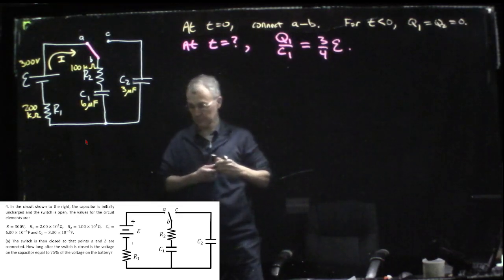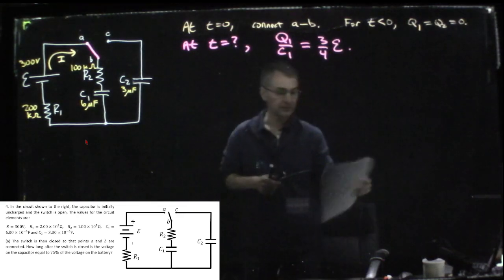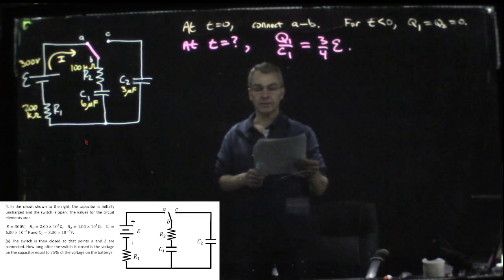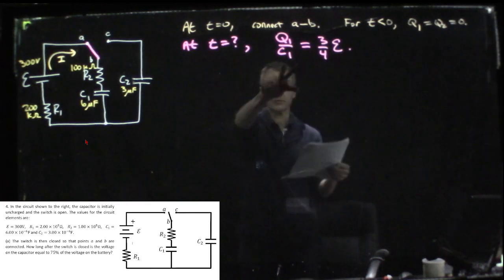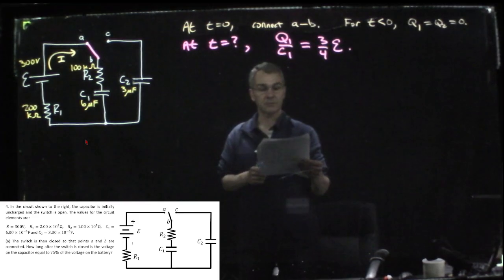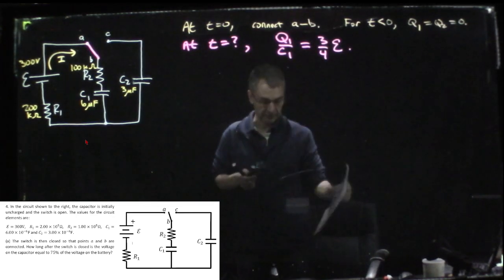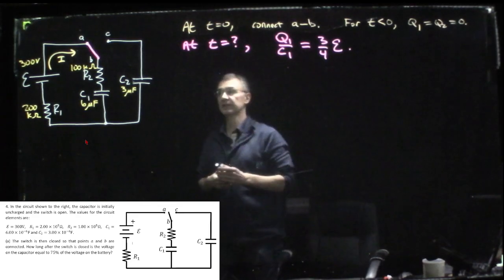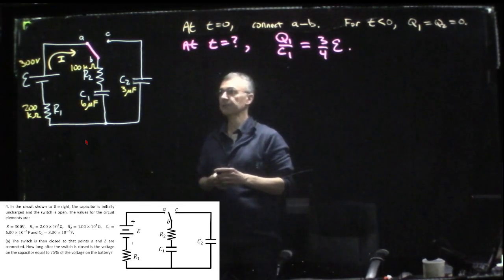Okay. Let's make sure we read that correctly. Switch is closed, A and B are connected. How long after the switch is closed is the voltage on the capacitor? That's the voltage on the capacitor, meaning the capacitor being C1. Okay. Equal to 3/4 of the voltage on the battery. Okay. Gee, how long is that?